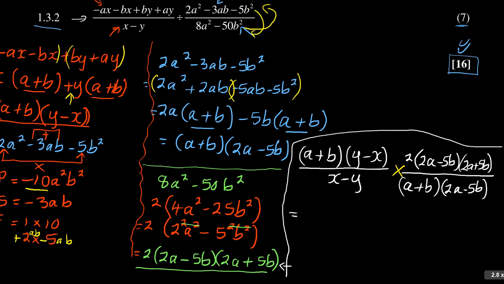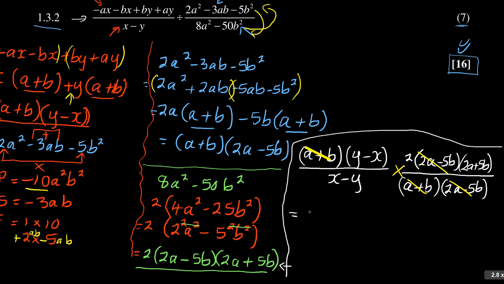And then I move on. I can scratch out or cancel out what is the same. A plus b will cancel a plus b, and 2a minus 5b will cancel 2a minus 5b. And then now if you continue, you can see I've got y minus x and x minus y. Those are two different things. Now the key is to match them.